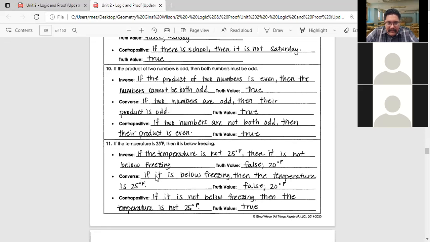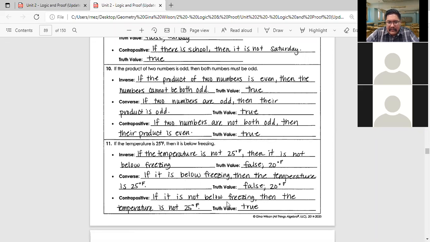All right, next one. If the converse, so remember that's the one where we switch the order of the statements: if it is below freezing, then the temperature is 25 degrees Fahrenheit. And I didn't really change it all that much because the truth value is exactly the same and the counterexample is also still the same. So in a way, these two probably mean the same thing.